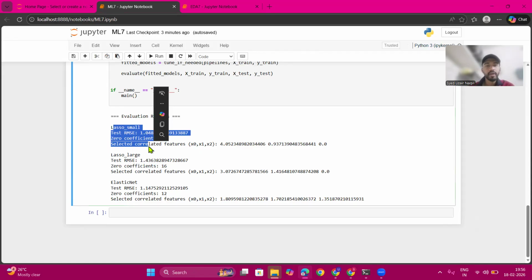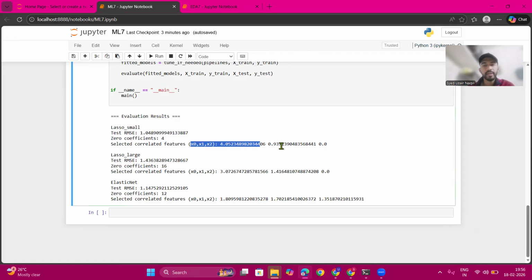Here we are getting the values x0, x1, x2. We are getting all the values, so we can see the correlation between them. In this we can interpret that this shows the bias-variance trade-off. Higher alpha increases sparsity but may increase bias.